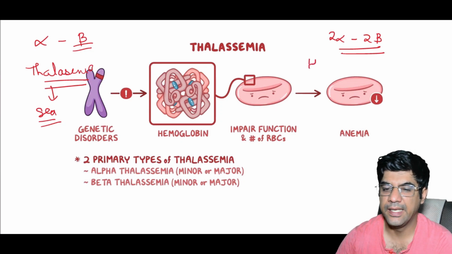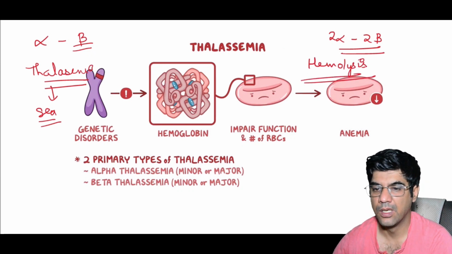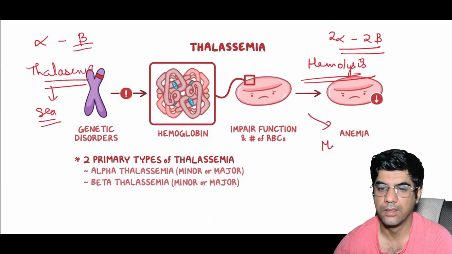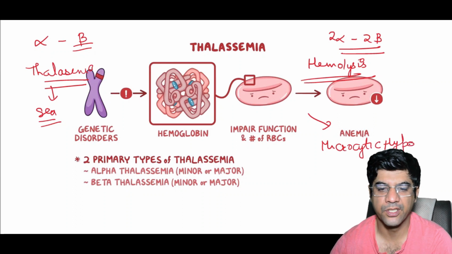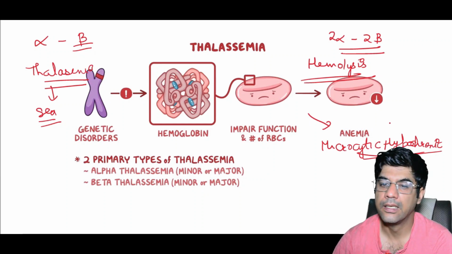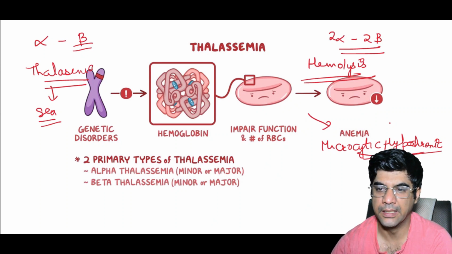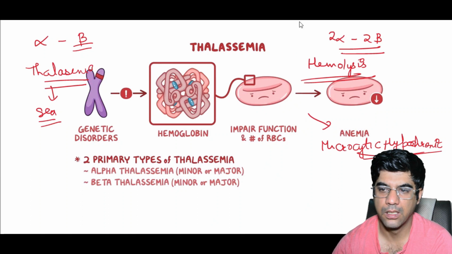Now, what are the key clinical features that you would see in thalassemia? What you would see is microcytic hypochromic anemia, and ineffective production of red blood cells that leads to excessive bone marrow activity, which causes bone deformity, especially in the facial bones, that results in chipmunk faces.